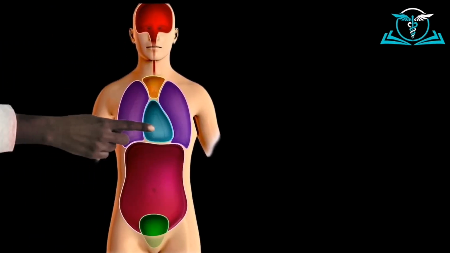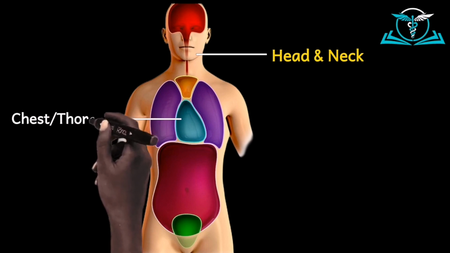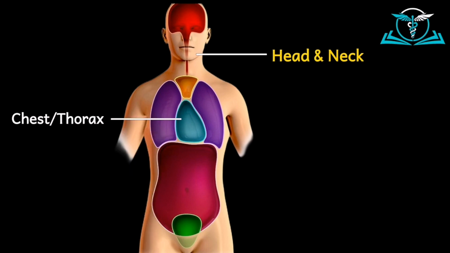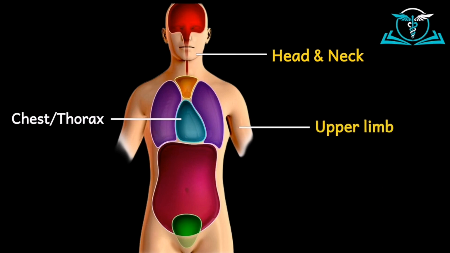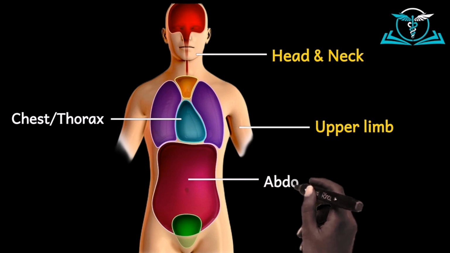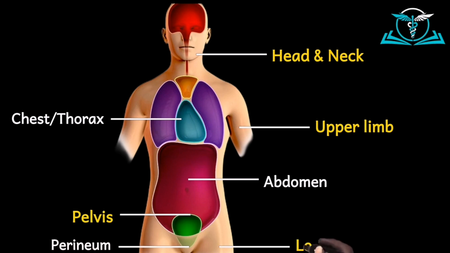Now, anatomically, the body can be divided into various regions, and this drawing will help us with the various divisions. And so, in the cephalic part, we have the head and neck region. Then we have the chest or the thorax, and then the upper limbs. Then we have the abdomen, which is followed by the pelvis, then the perineum, then the lower limbs.